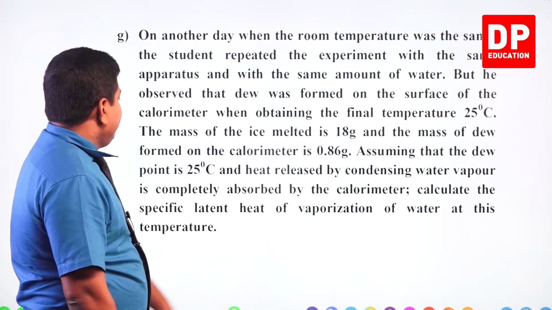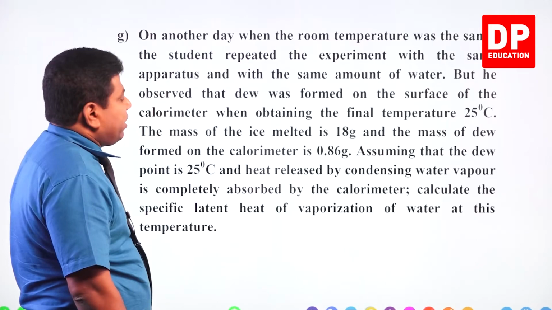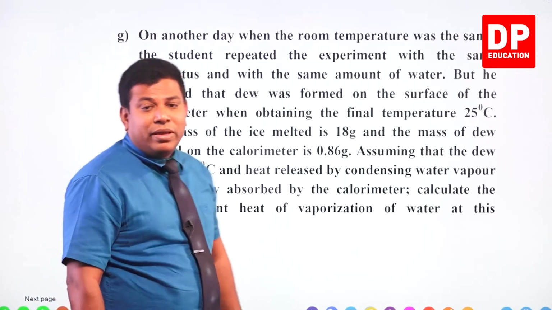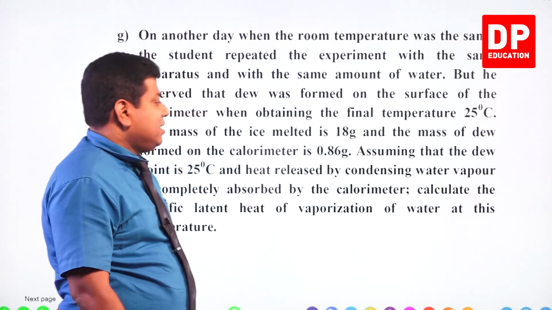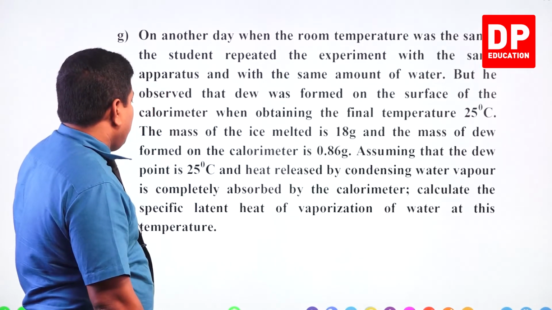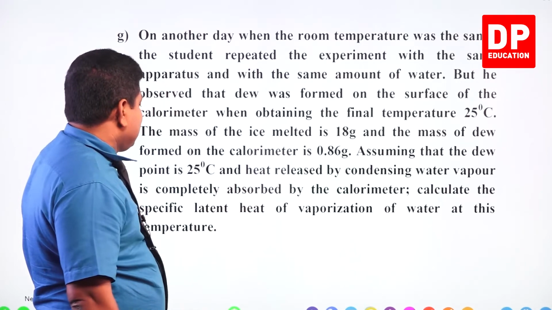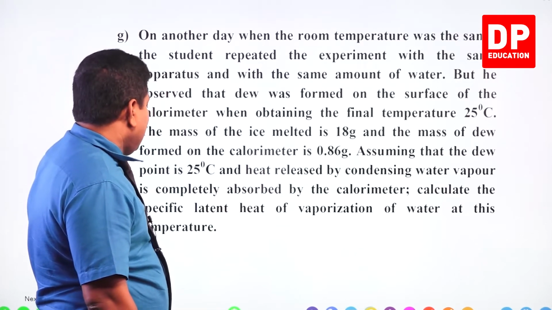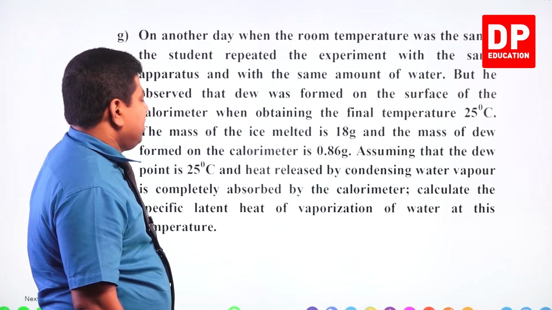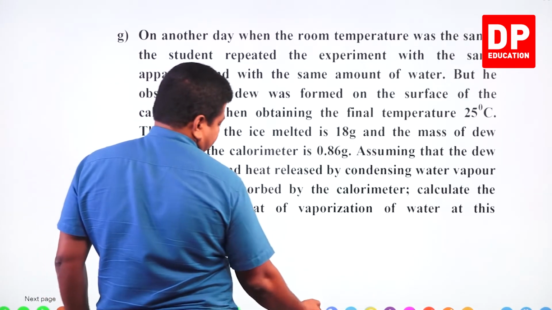18 gram. And the mass of the dew formed on the calorimeter is 0.86 gram. Assuming that the dew point is 25 degrees centigrade and the heat released by condensing water vapor is completely absorbed by the calorimeter, calculate the specific latent heat of vaporization of water at this temperature.